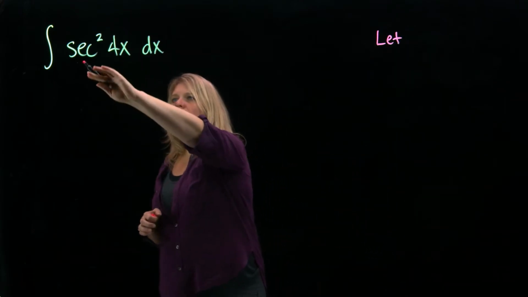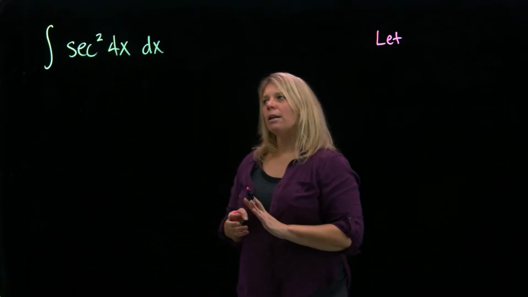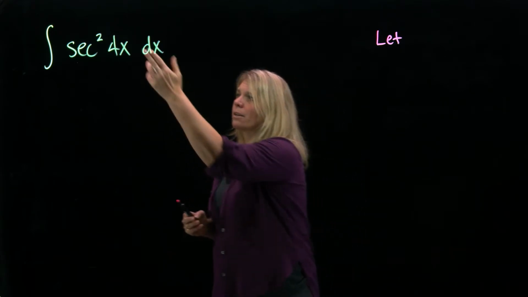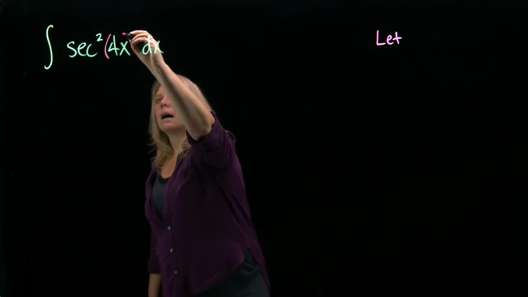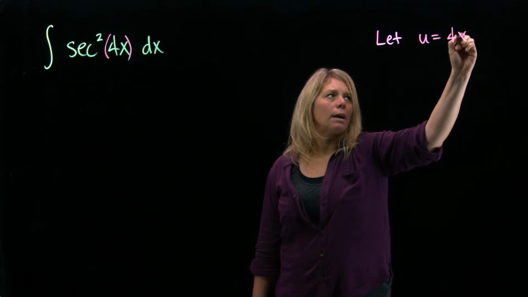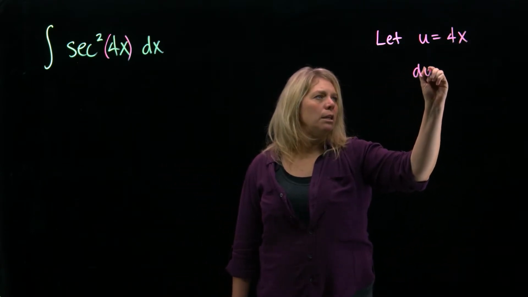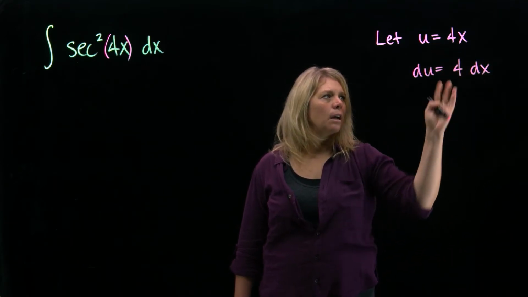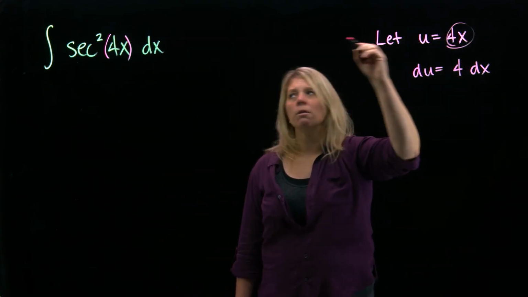Right? So I have several layers of functions here inside functions. But because I know the antiderivative of secant squared of x, and I just have this extra 4 inside that secant squared function, that's what I'm going to let my u equal. U equals 4x. All right, and then for u substitution, I need to find my du, derivative, times dx. I match everything up. My 4x is accounted for with my u.